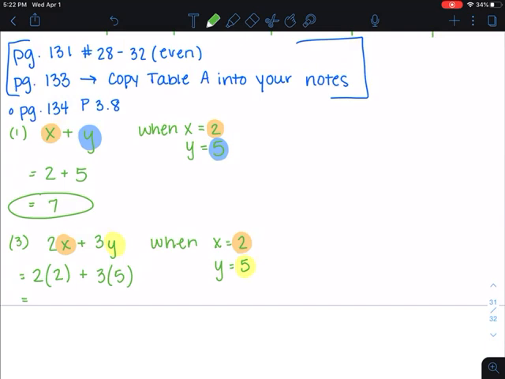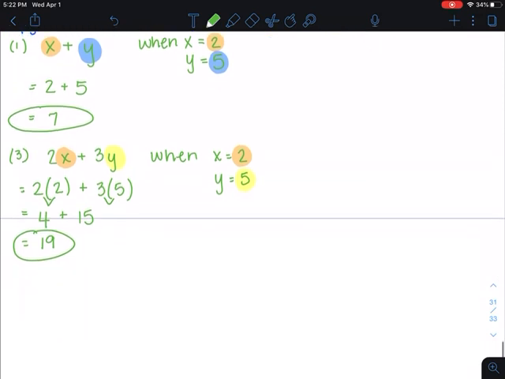Parentheses, exponents, multiplication, division, addition, and subtraction. 2 times 2 is 4. 3 times 5 is 15. And what is 4 plus 15? 19. So when I have the expression 2x plus 3y, and I know that x is 2 and y is 5, I can plug in and simplify to know that it all equals 19.